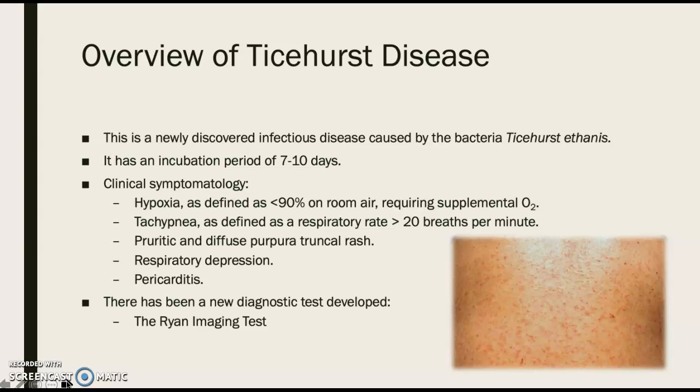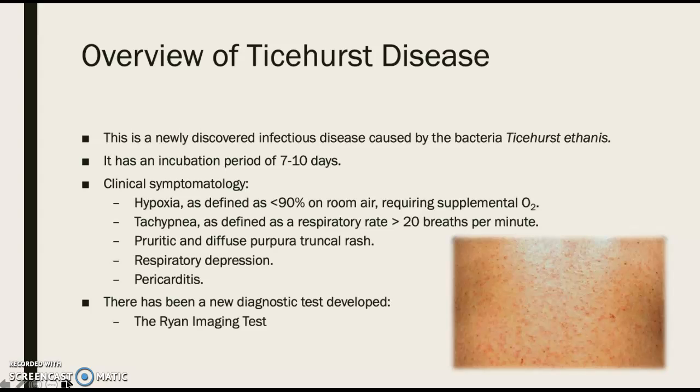So, a little bit about Ticehurst disease. It's a bacterial disease caused by the bacteria Ticehurst athanis and has an incubation period of 7 to 10 days. After the incubation period, clinical symptoms begin to appear, which range from hypoxia to pericarditis.